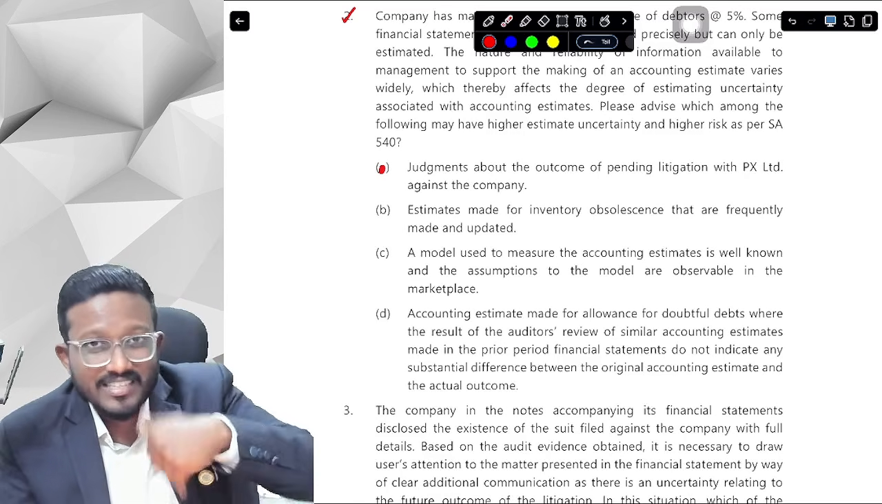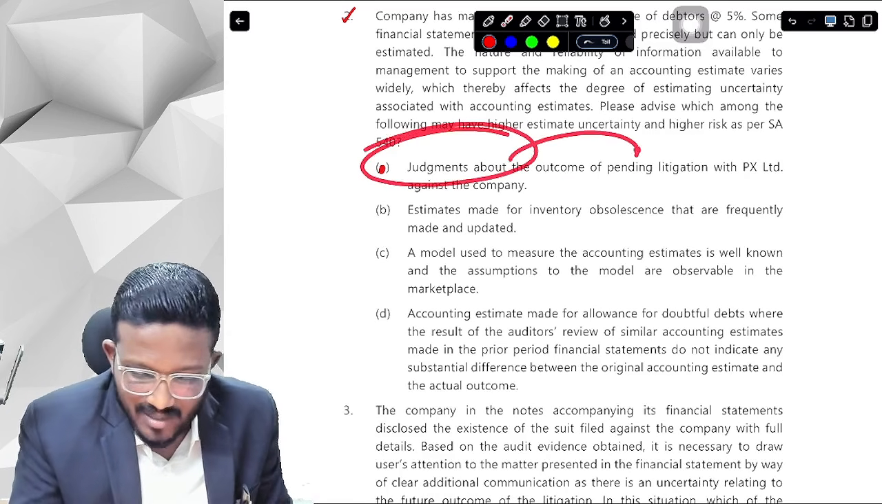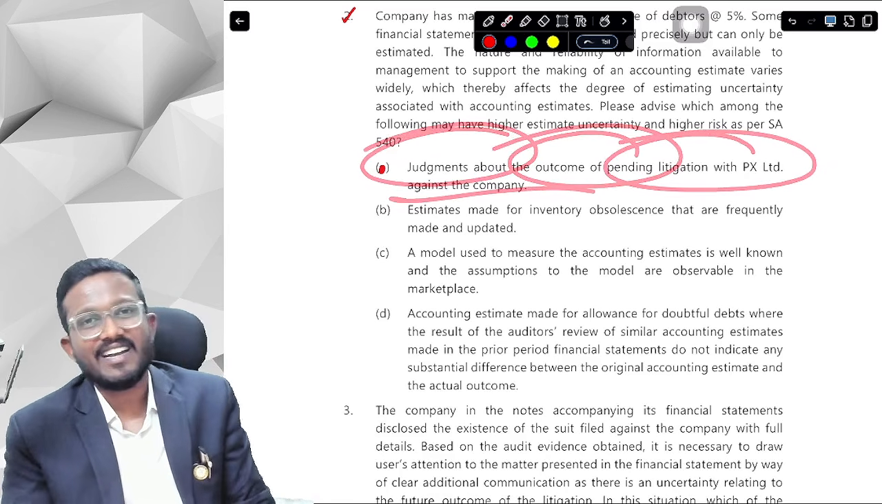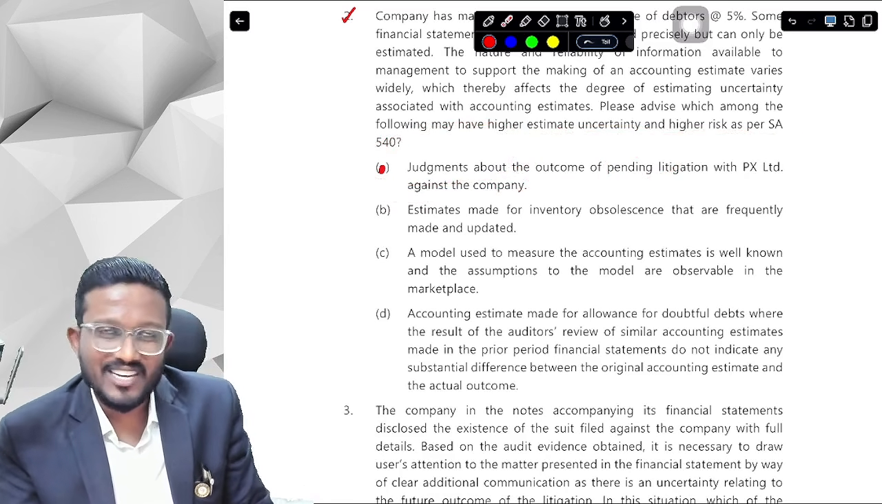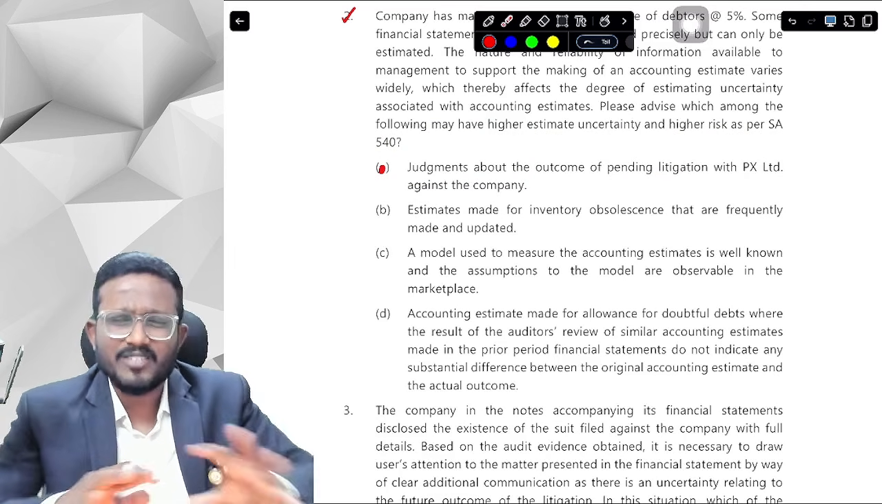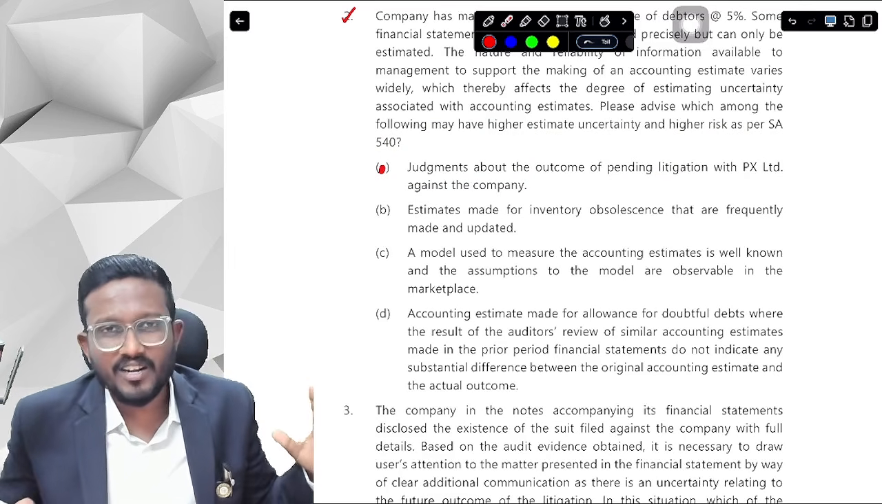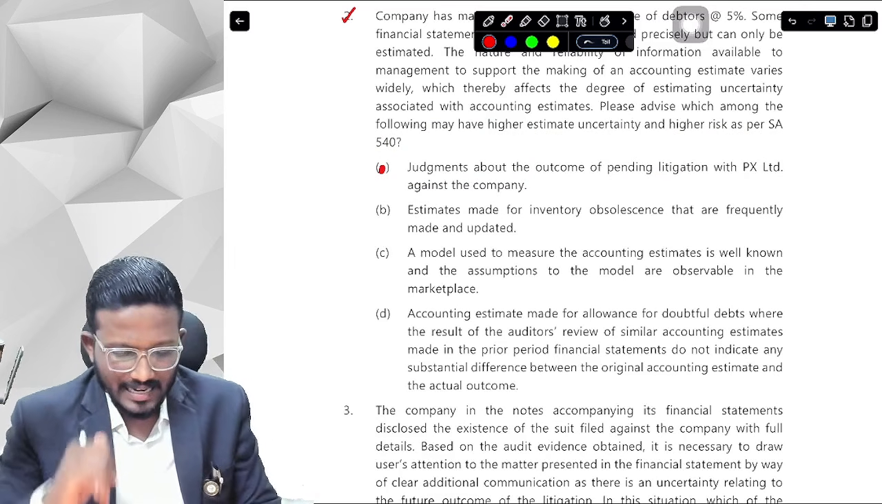So last, which is having higher estimation uncertainty, sir? Judgment regarding the outcome of pending litigation against the company. Outcome of pending litigation is always having higher estimation uncertainty because we do not know what the court may order. Okay, yes sir. Next, let's do question number 3.